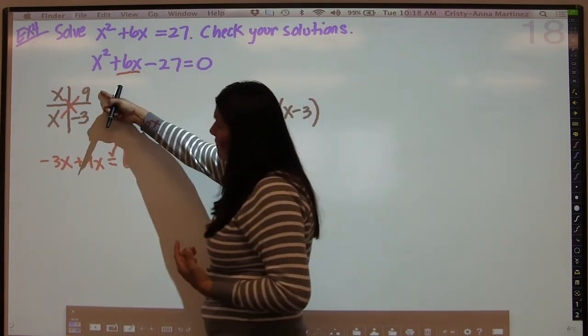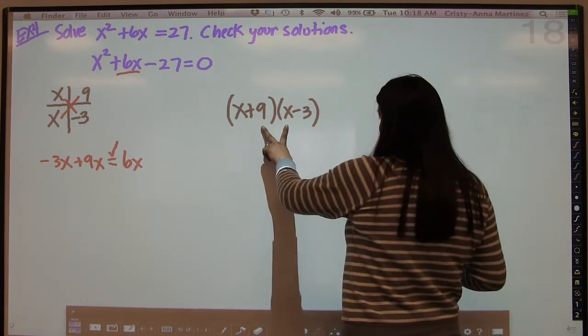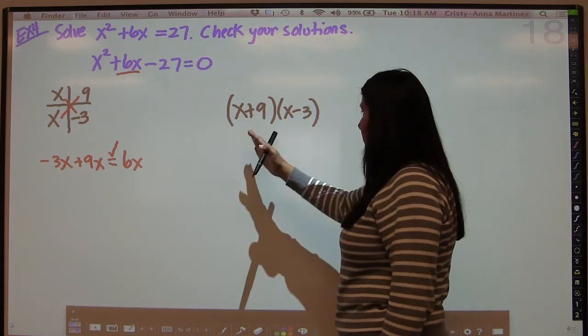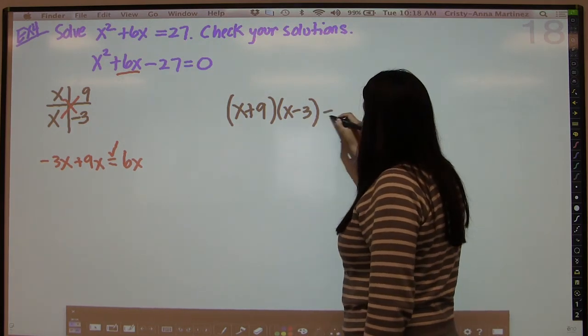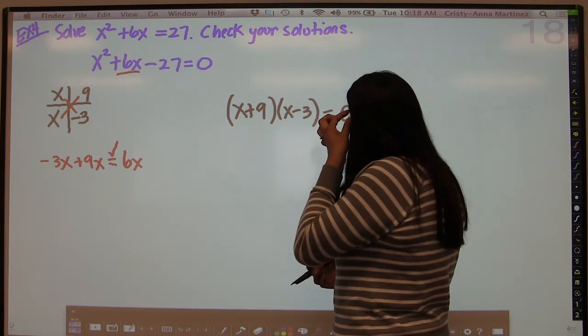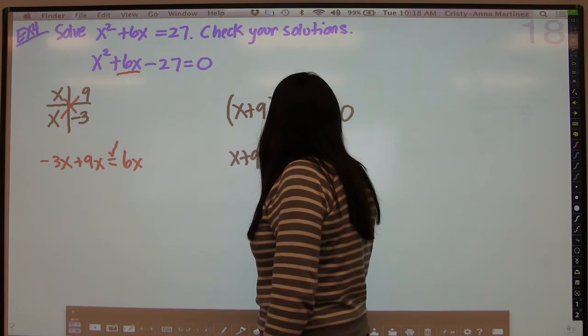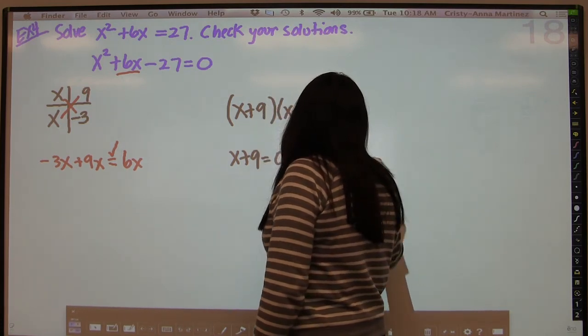You could have put a negative 3 up here and a positive 9 down there, and it still would have worked. It doesn't matter what order these are in. It could be x minus 3, x plus 9, and it's equal to 0. So as I did before, to solve, you take each factor separately. So we're going to say x plus 9 equals 0, or x minus 3 equals 0.